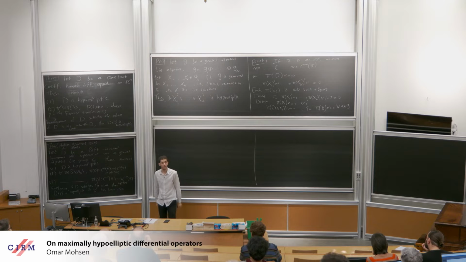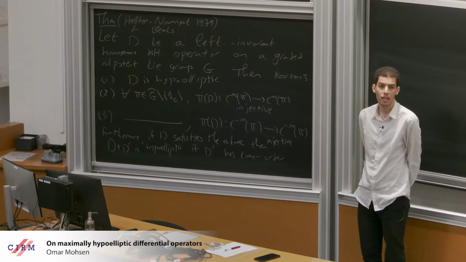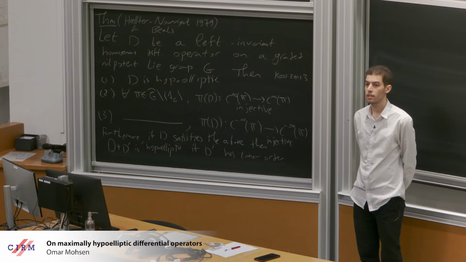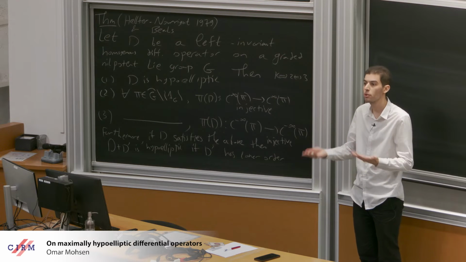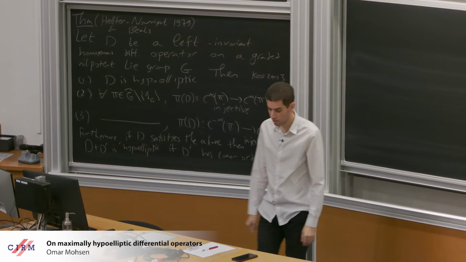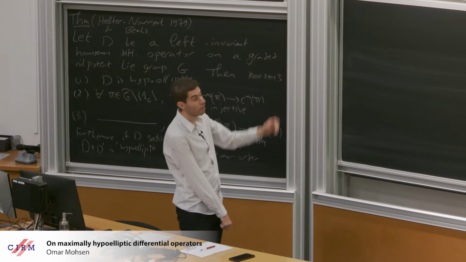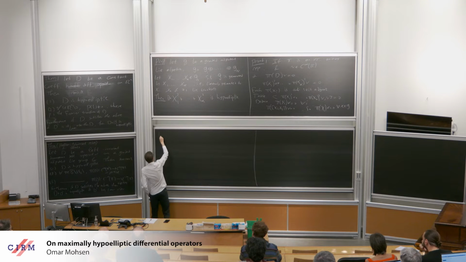So till now, I have only been discussing differential operators which are invariant on groups. And the question is, well, how do we deal with differential operators which have variable coefficients, say something like sine x or something like this? So there is an analogous result to this one by Hormander, which actually precedes this one. So let M be a smooth manifold.